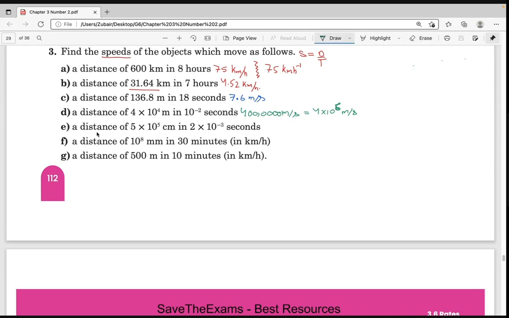E part. A distance of 5 into 10 raised to 5 and 2 into 10 raised to minus 3 seconds. 5 by 2 is 2.5 into 10 raised to power 8 centimeters per second. Try F part. Be careful with the conversion.